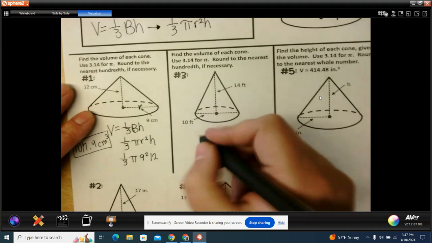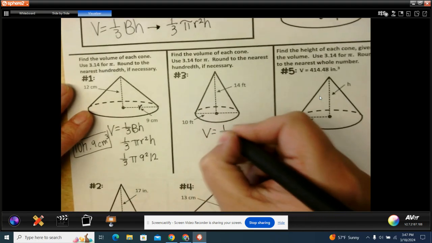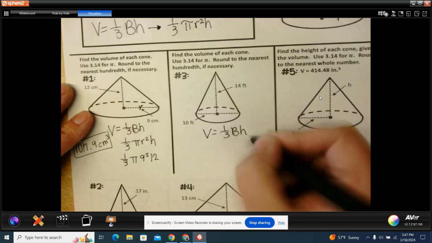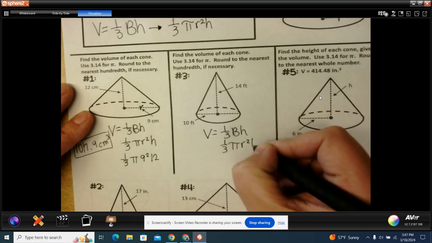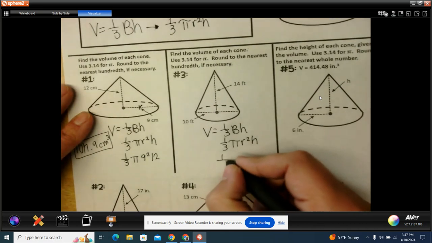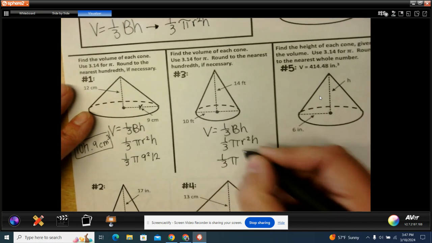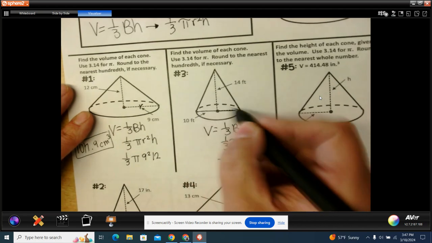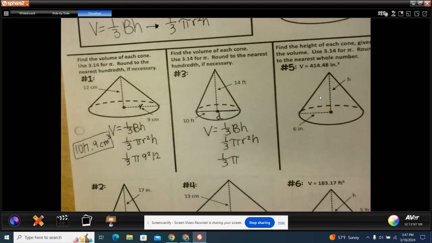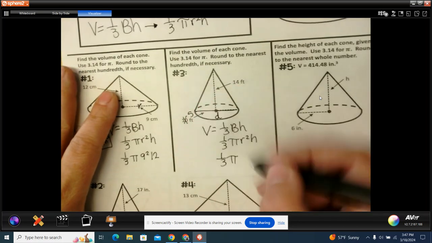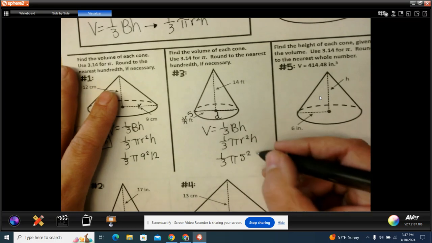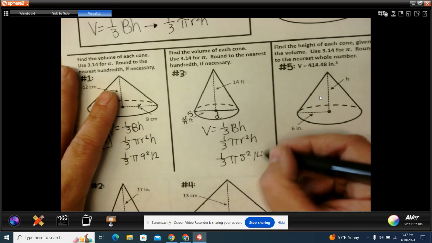All right, so for number 3, again, still working on finding volume. I've got 1/3 big BH. We're going to replace our B with our area formula, pi r squared. So this time we have a line going across. That is a diameter. So in order to use 10, we need to cut it in half to make it into a radius. So it's now going to be 5. So we have 5 squared and then times 14.